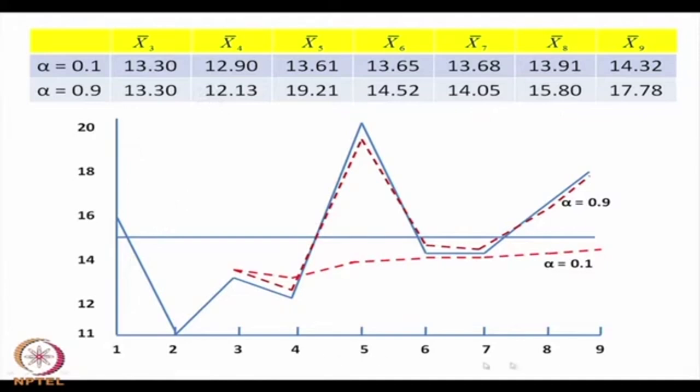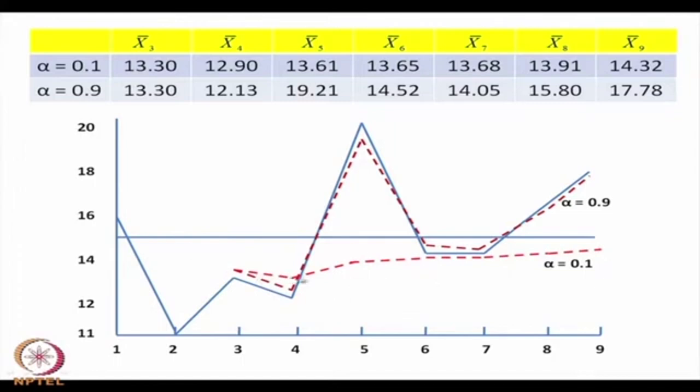Now, we plot it here, this is time and this is the data values. The firm line in blue is the actual time series data, which was 16, then 11, then 13, then 12, 20, etcetera. So, this is the actual time series data. The smoothed value on the basis of moving average was calculated here at time point 3. And if we use 0.1, the red dotted line is this, the value behaves in this fashion.